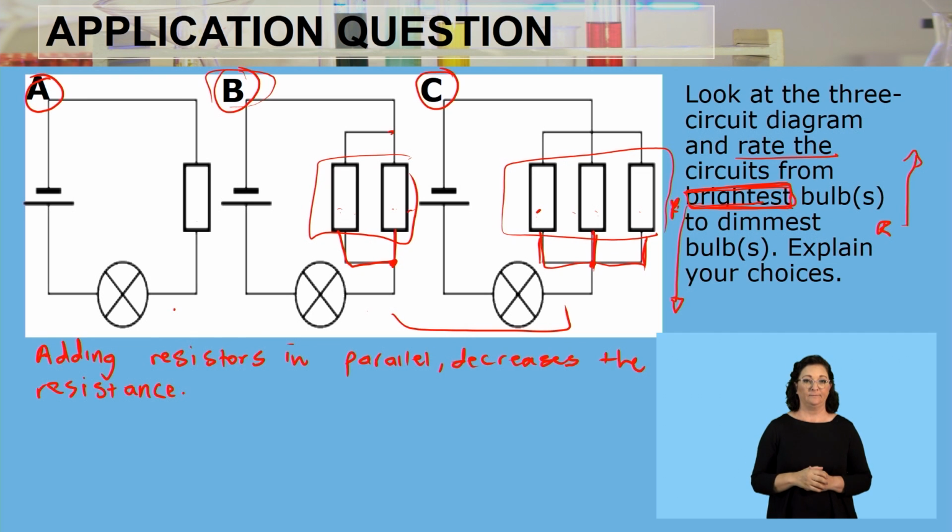On these three that we have, we do know that as we are adding resistors in parallel, we are decreasing the resistance, which means that circuit C has more resistors. That would mean the resistance is very low, and therefore the current strength is very high. And if the current strength is very high, they are going to be brightest. So C is going to be the first one. C is going to be the brightest.